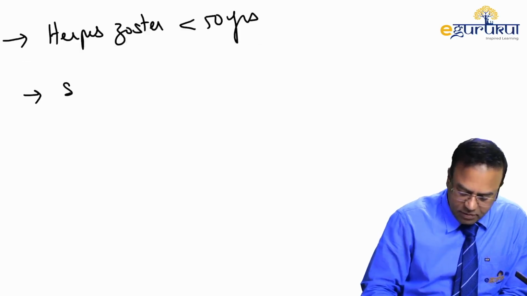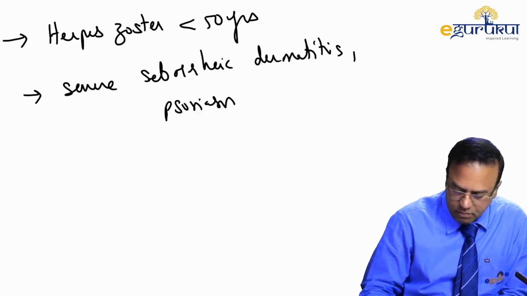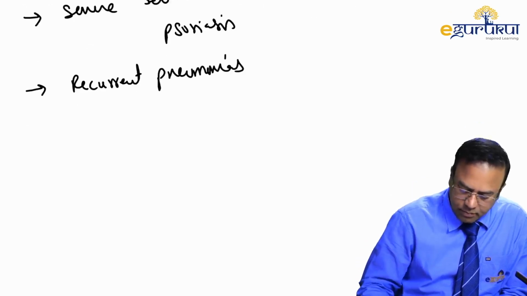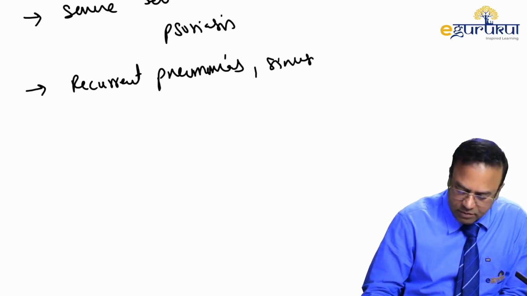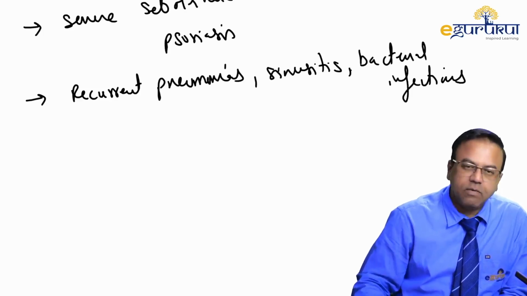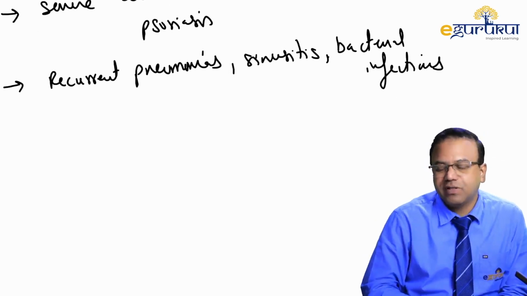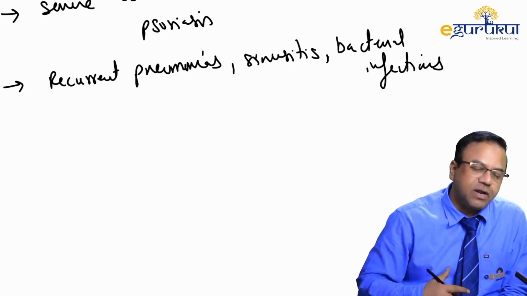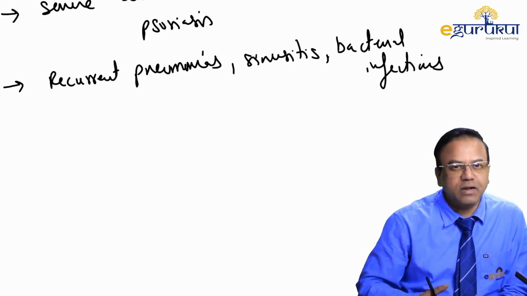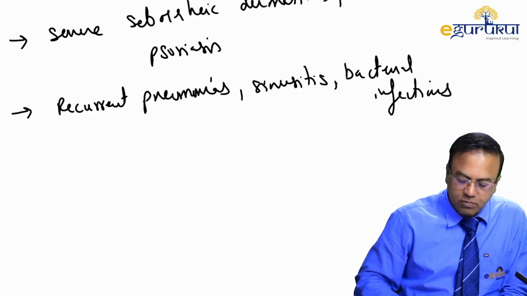if the patient is developing severe seborrheic dermatitis, psoriasis, if the patient is developing recurrent pneumonias, sinusitis, recurrent sinusitis, or other recurrent bacterial infections, then one needs to have a high index of suspicion and get HIV tested. Now be careful, in this list oral thrush doesn't come. The presence of oral thrush is not an indication for you to go for testing for HIV. So recurrent pneumonias are there, sinusitis, bacterial infections, seborrheic dermatitis, skin rashes, psoriasis, herpes zoster below the age of 50 years.